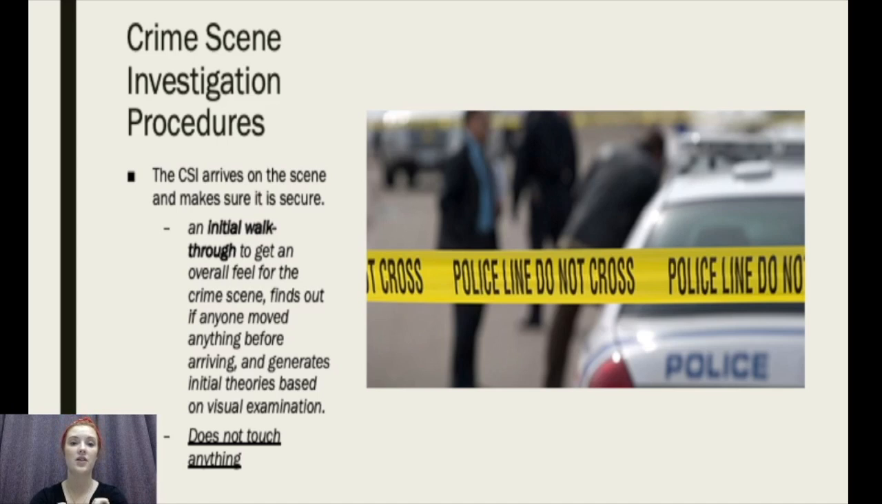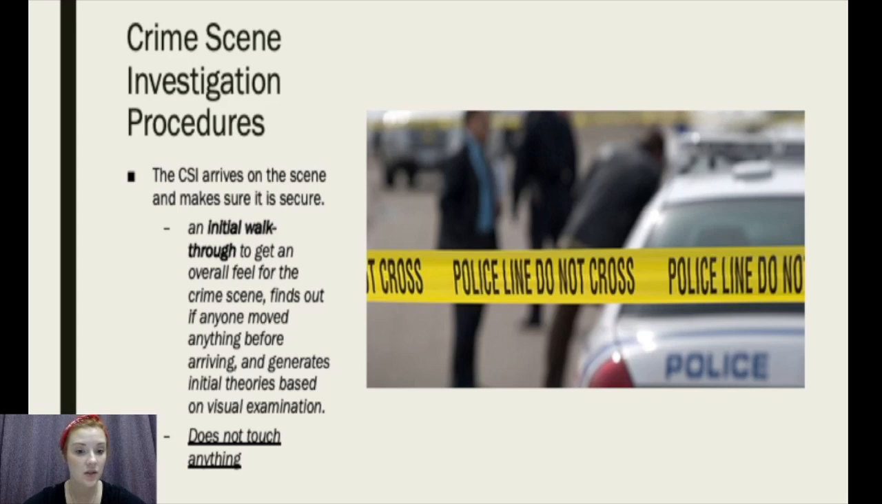All right, let's go ahead and start with crime scene investigation procedures. So the first thing that we're going to do when a crime happens and when forensic scientists or crime scene investigators are called onto the scene, we are going to be responsible for making the scene secure. So it's important that we put the little yellow tape, police line, do not cross, so that way nobody comes into the scene that's not allowed to be in there and disturbs or disrupts any type of evidence.